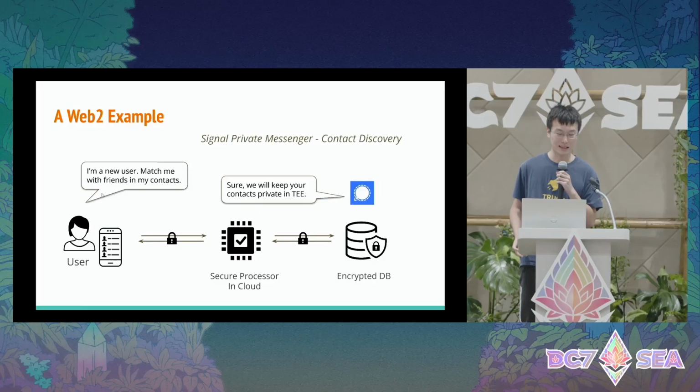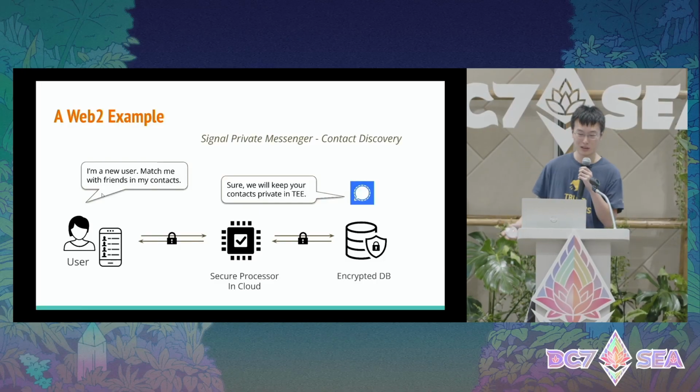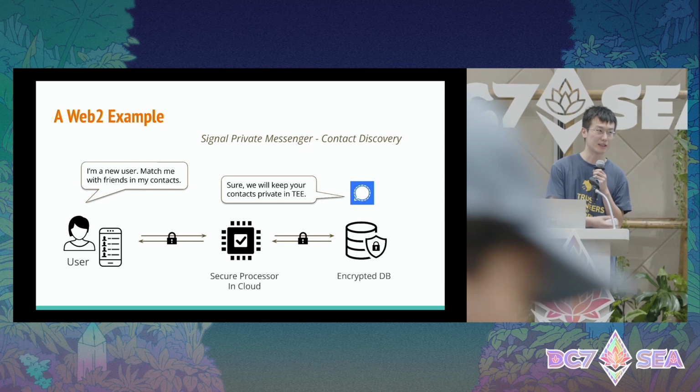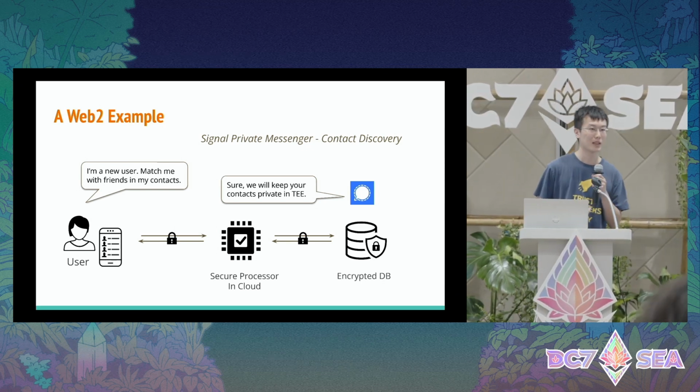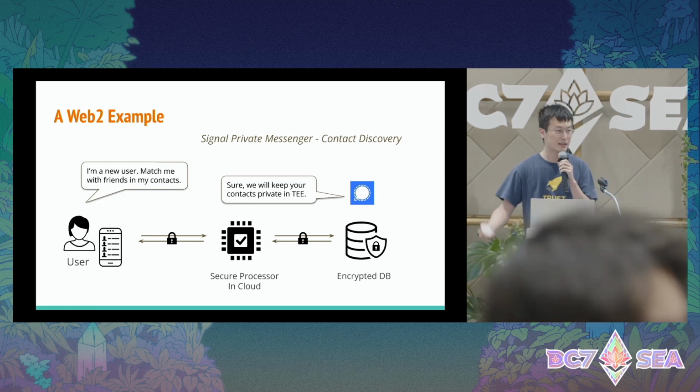Next, I'm going to introduce to you something much more efficient than I/O, called Oblivious RAM, or ORAM for short. So first, let's take a look at an example in Web 2. Usually, when you register a Messenger app, the app would require you to upload your contacts so that it can match you with your friends.